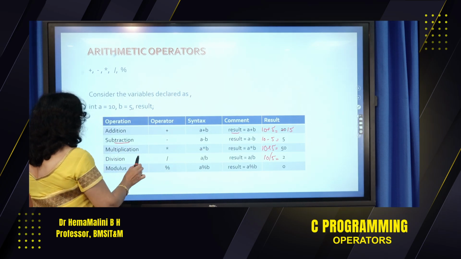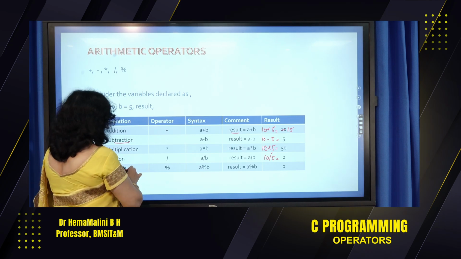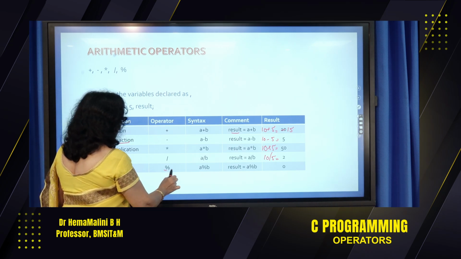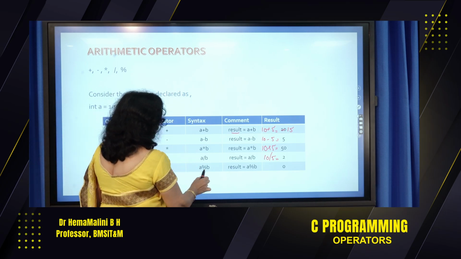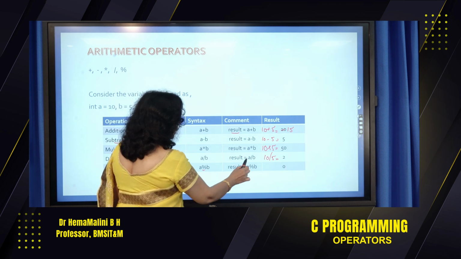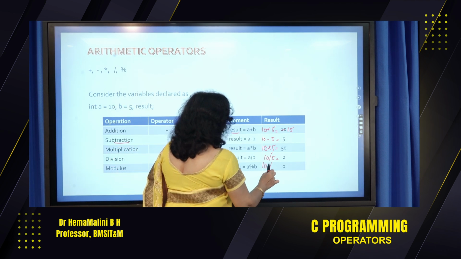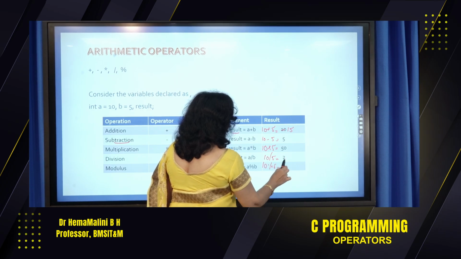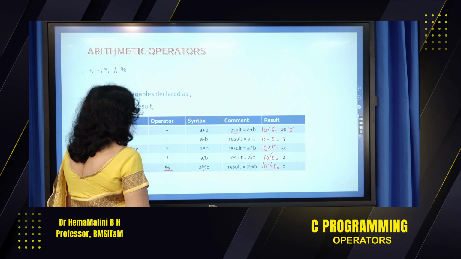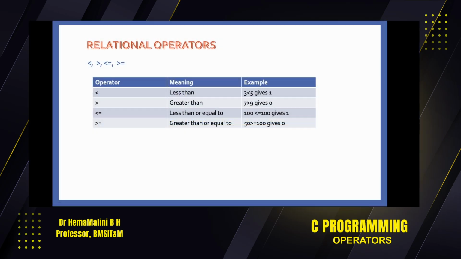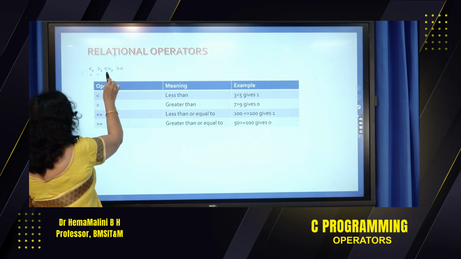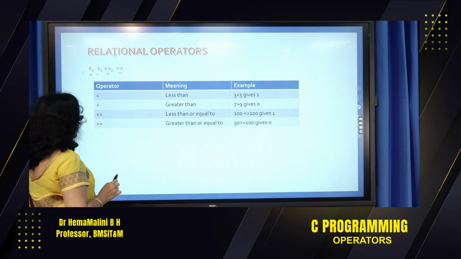Then we have the modulus operator. It is going to give the remainder. The modulus operation, this is the operator. The syntax is a modulo b. Result is, when we divide 10 by 5, the remainder would be 0. So this is about the arithmetic operators. Next we have relational operators. So we have less than, greater than, less than or equal to, greater than or equal to.